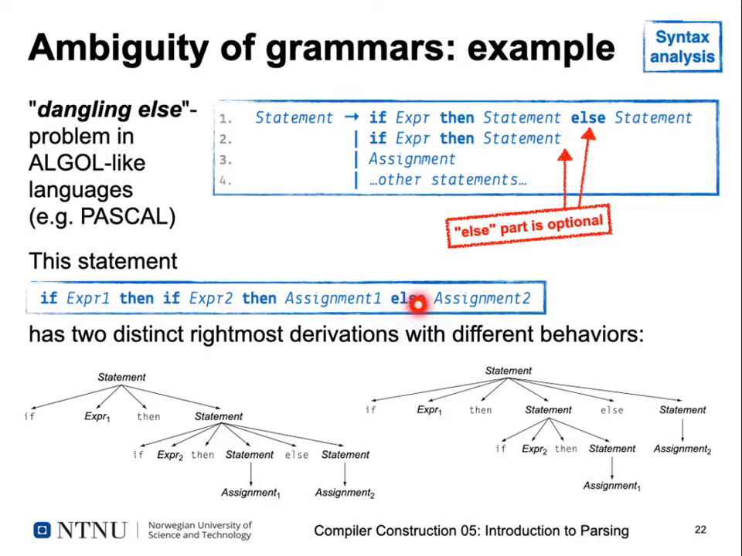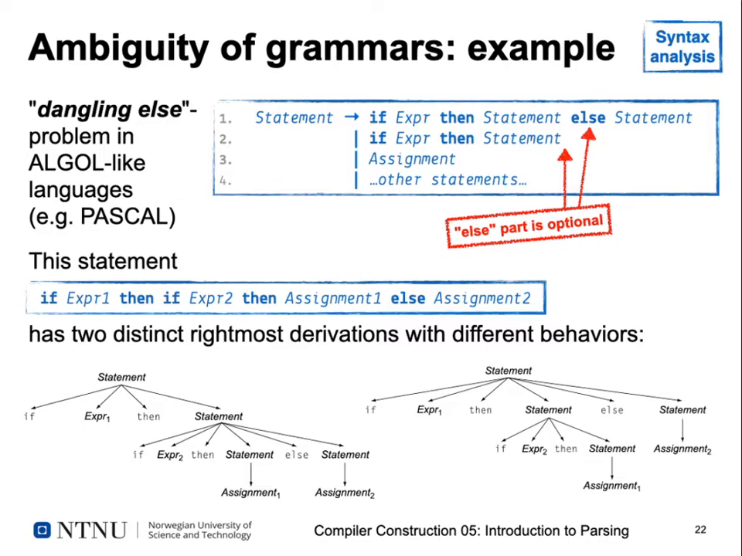So is this else belonging to the inner if statement, the second one here? That would mean if expression 1 is true and expression 2 is false, we use that one here. Or does it belong to the first if statement? So if expression 1 is false, we use that one here. This obviously has a different meaning.